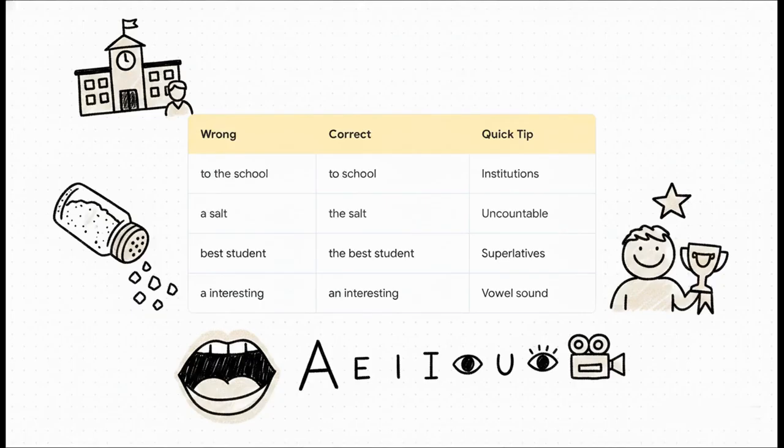Third, she is best student. Superlatives always demand a the. So it must be, she is the best student. And finally, I saw a interesting movie. The native ear really trips over 2 vowel sounds crashing into each other like that. That's exactly why an goes before vowel sounds, so it seamlessly becomes, I saw an interesting movie.